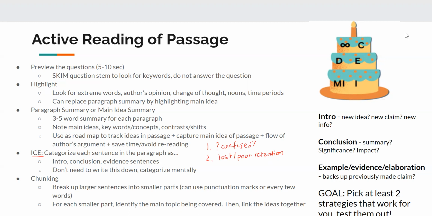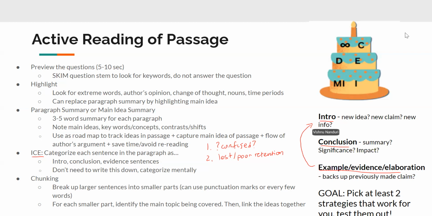So the big thing with ICE is you're going to be looking at each of the sentences in a paragraph and categorizing them into three categories. So the first category is going to be an intro. So are they introducing a new idea? Is the author giving me a new claim or new information that I haven't learned before? The second category is going to be conclusion. So is this sentence summarizing things for me, kind of wrapping things up, or telling me why the things that I read are important? And the last category is example, evidence, or elaboration. So is the author giving me some kind of support to back up a claim that they made previously?